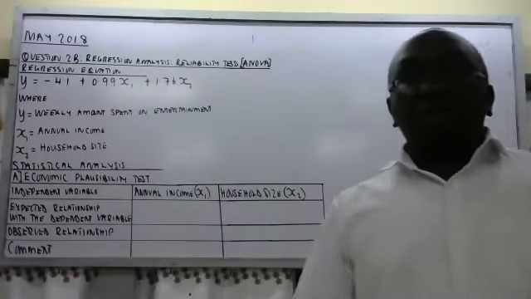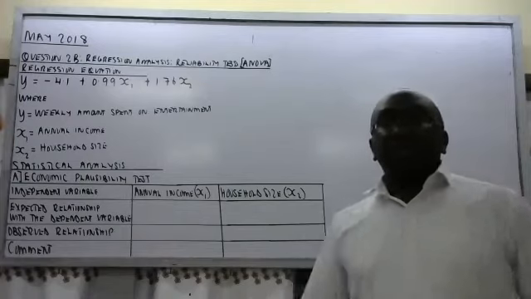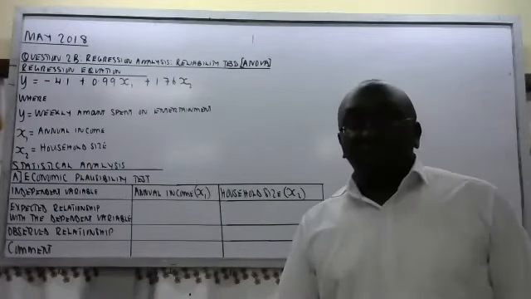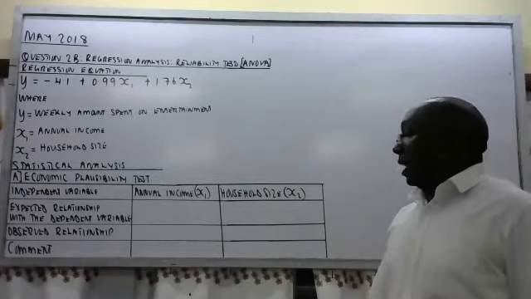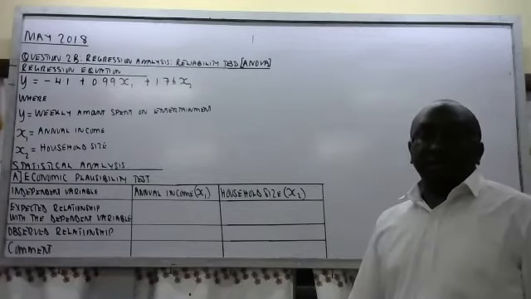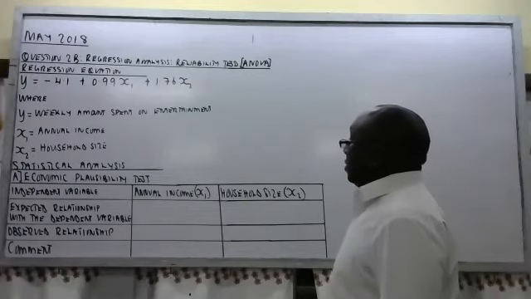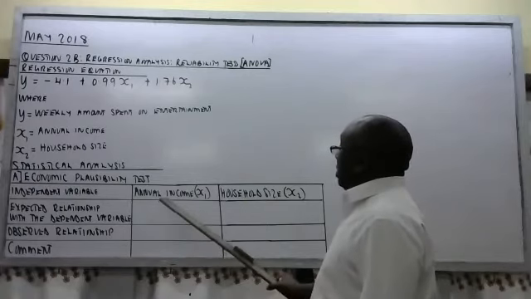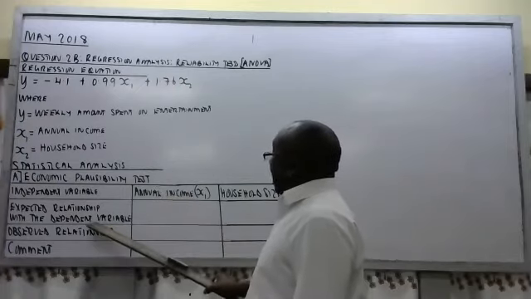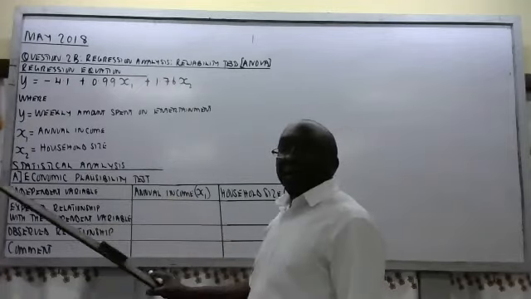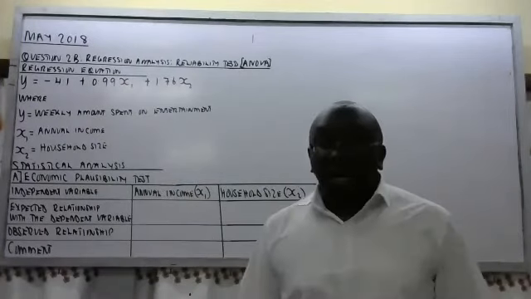I told you we have three types of relationships. We have direct relationship, we have the inverse relationship, and we have the null relationship. So I want you to tell me, what kind of a relationship would you expect to see between annual income and our dependent variable? Remember, our dependent variable is the amount spent. So what kind of a relationship?